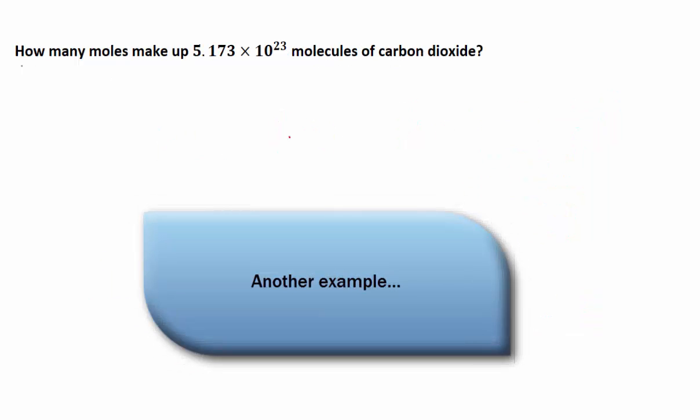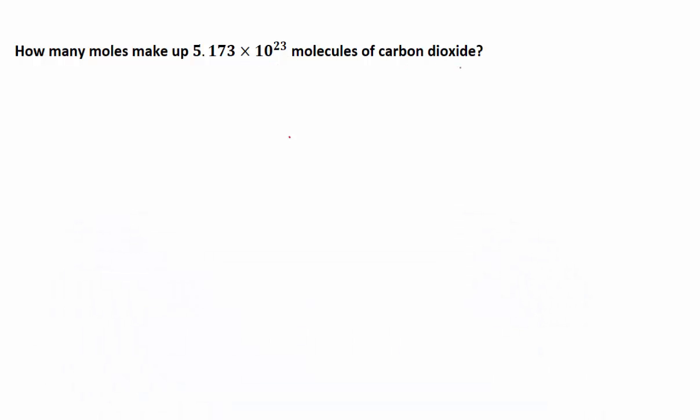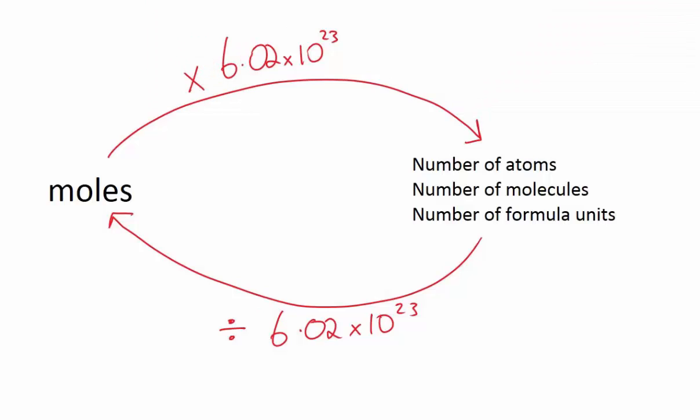Let's look at another example. This time we're going backwards. We know the number of molecules of carbon dioxide and we want to know how many moles that is. So looking at our conversion, we're on the right side, we want to get back to the left side, we need to divide by Avogadro's number.